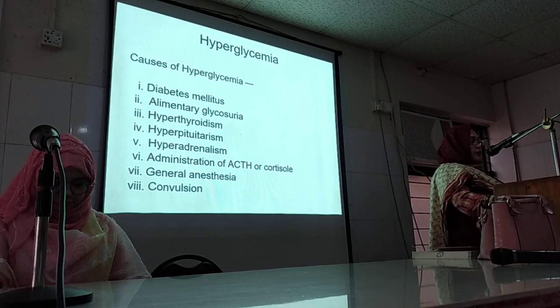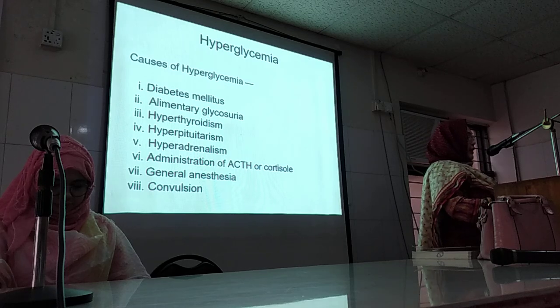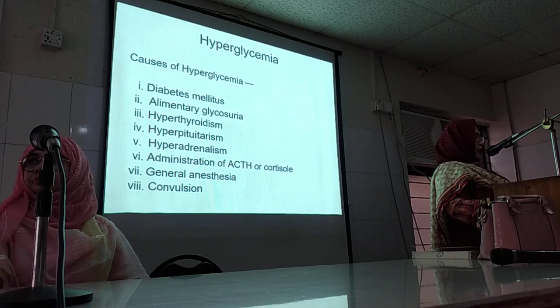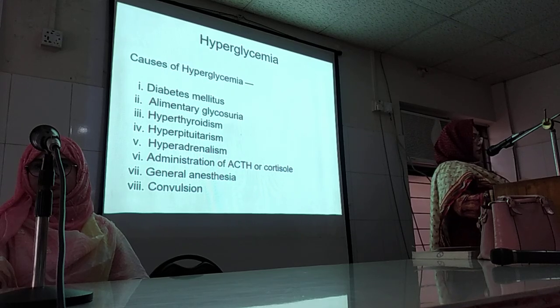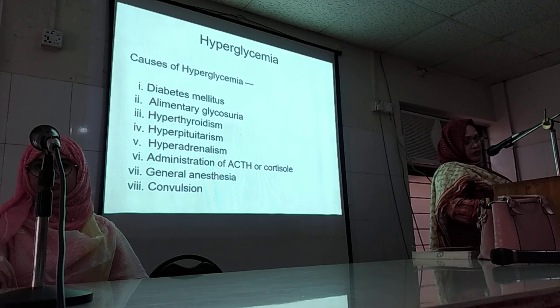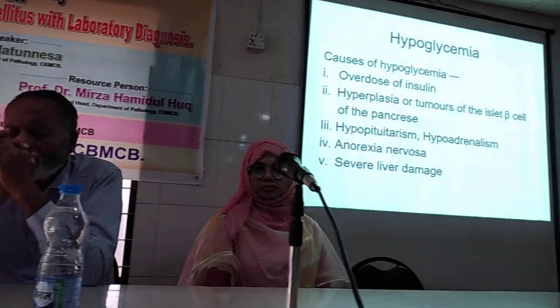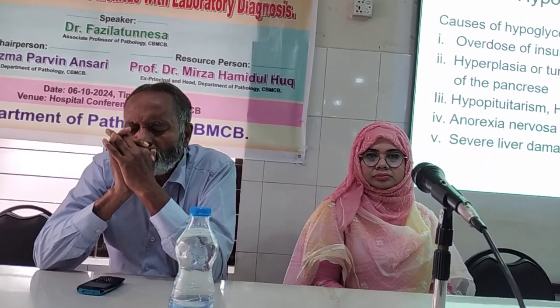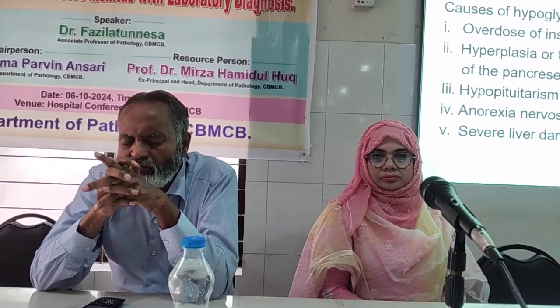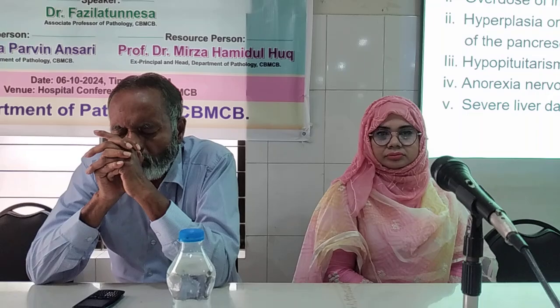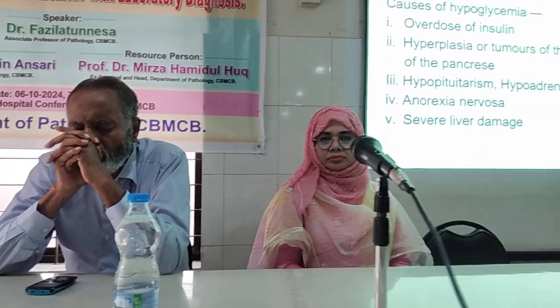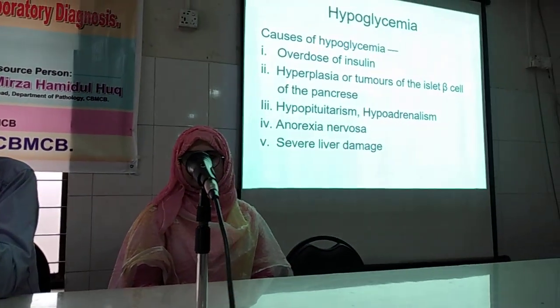Causes of hyperglycemia: diabetes mellitus, alimentary glycosuria, hyperthyroidism, hyperpituitarism, hyperadrenalism, administration of adrenocorticotropic hormone or cortisol, general anesthesia and convulsion. Causes of hypoglycemia: overdose of insulin, hyperplasia or tumor of the islet beta cells of the pancreas, hypopituitarism, hypoaldosteronism, anorexia nervosa, and severe liver damage.